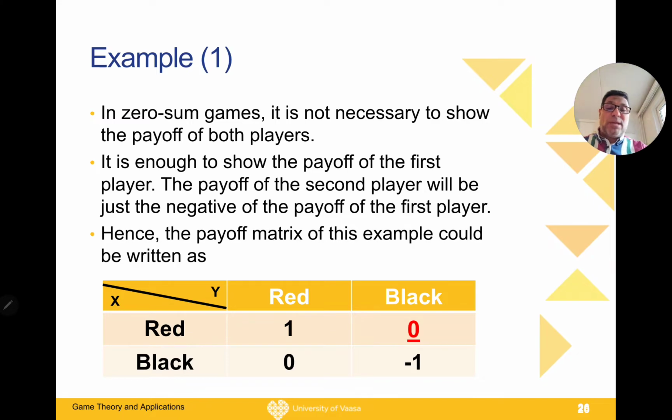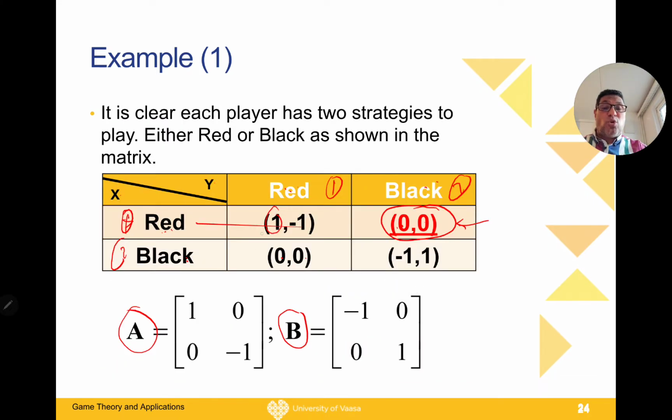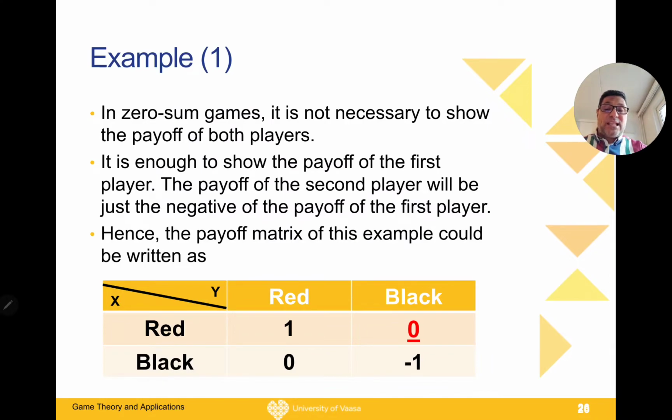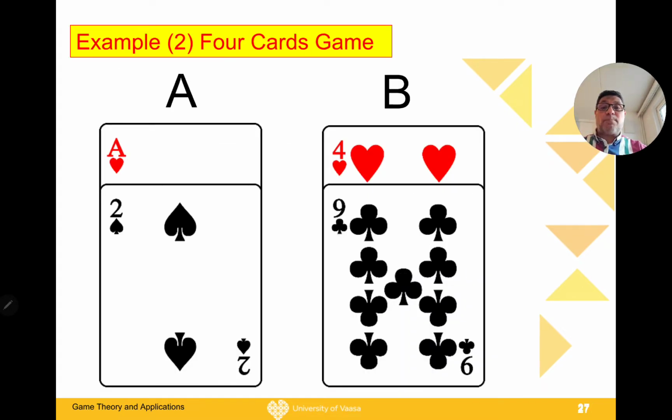Of course, it is a zero-sum game, so it is not always necessary to show both results. In a zero-sum game, we can just show one of the results. For example, we show here the result of X, and that is enough because we know that when X gets 1, Y gets -1. If it is 0, we know that Y is 0. When it is -1, we know that Y is 1. So it's not necessary to put both of them every time.